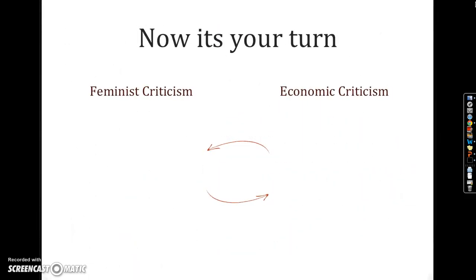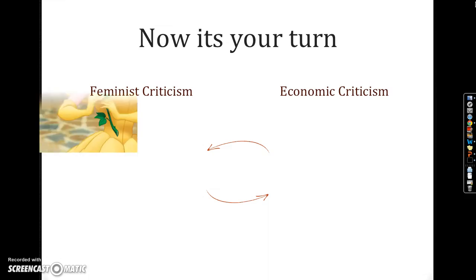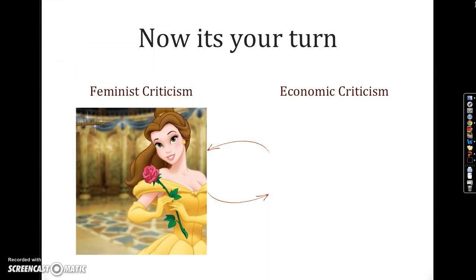Now it's your turn. Can you think of any ways that you, as a reader, can apply these theories to your favorite story, novel, or movie? I'm going to give you all an example of how the same story can be viewed with two different lenses. My absolute favorite Disney movie is Beauty and the Beast. Belle is an adorable bookworm who has a love for singing and reading. She sounds like we'd be very great friends.